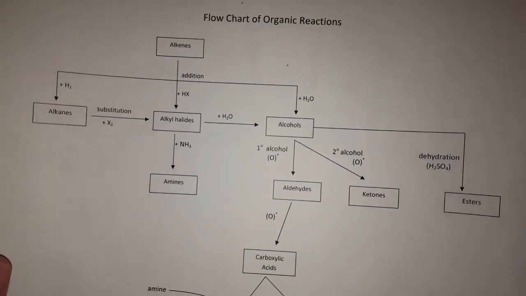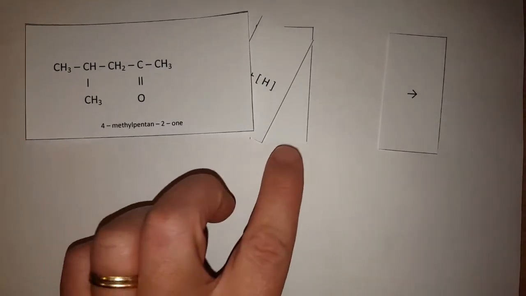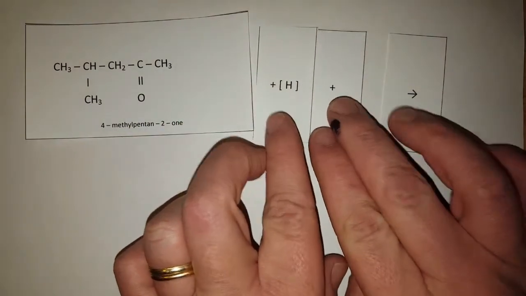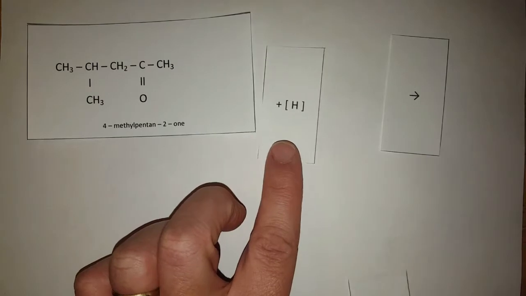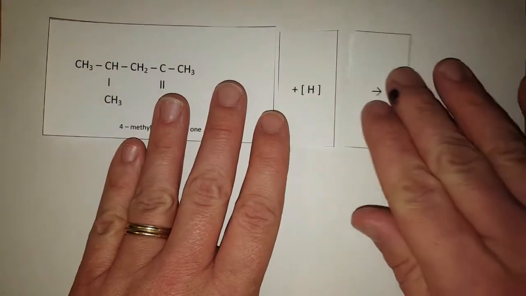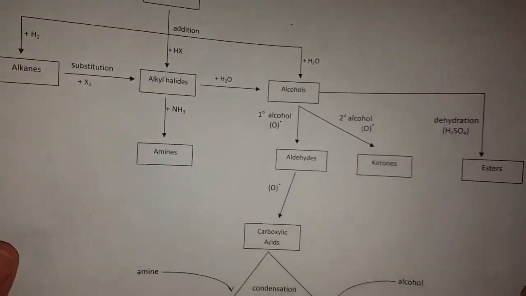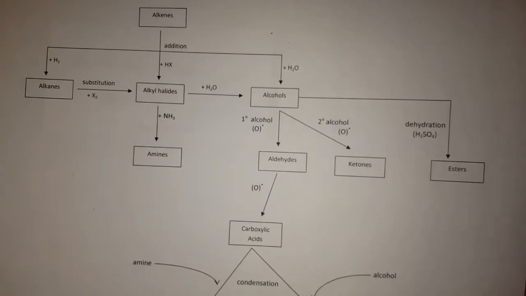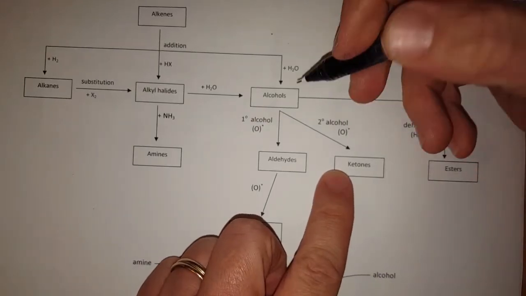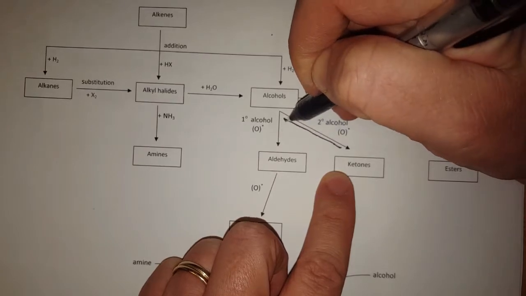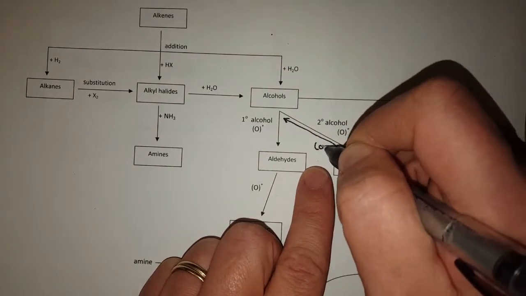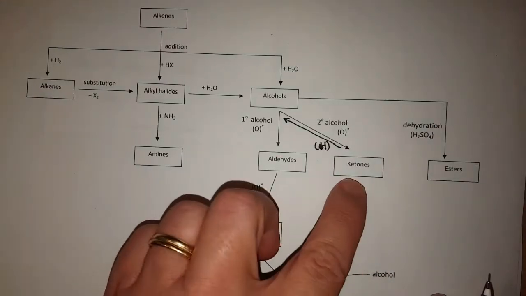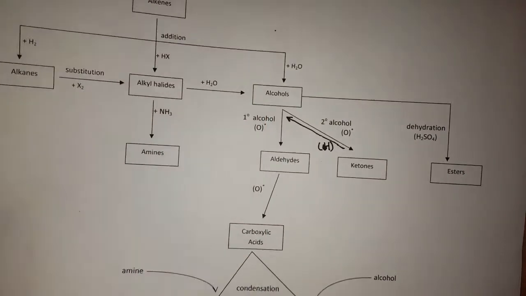For the second reaction, we have 4-methylpentan-2-one, and it's going to react with a reducing agent. And so if we look at our flow chart, we know that since this is a ketone, ketones are formed by the oxidation of a secondary alcohol, and their reverse reaction, which would be a reduction reaction, involves, so the reduction of a ketone will give me an alcohol.